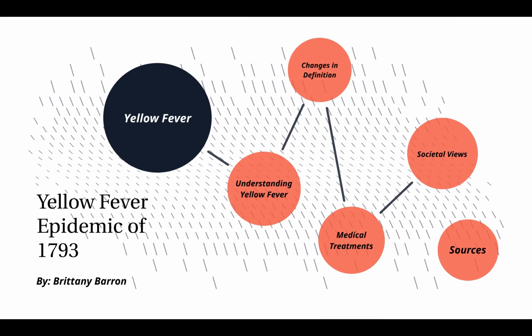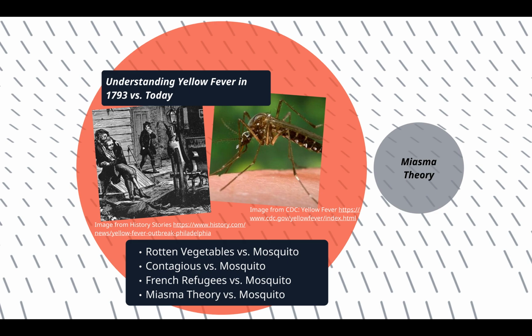Now, it's important to understand yellow fever as our understanding of this disease has changed from 1793 to today. So when looking at 1793, it was believed that this disease was caused by rotten vegetables, which we now know is not true, of course, because it is caused by mosquitoes. It was also believed before that it was contagious and passed from person to person, which we also know no longer holds true.